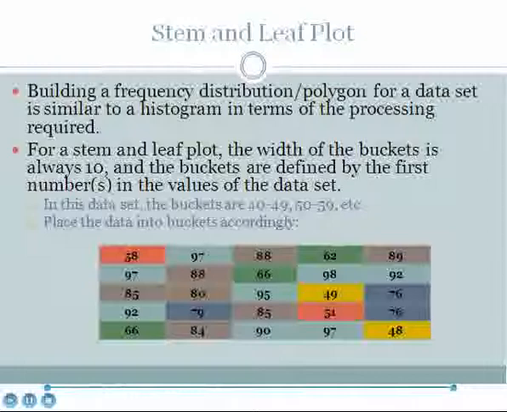Finally, consider a stem and leaf plot. For a stem and leaf plot, the width of the buckets is always 10, and the buckets are defined by the first numbers in the values in the data set. In this data set, the buckets are therefore 40 to 49, 50 to 59, etc. This is exactly the same set of buckets, by coincidence, as we used for the histogram and the frequency polygon. Therefore, our categories remain.